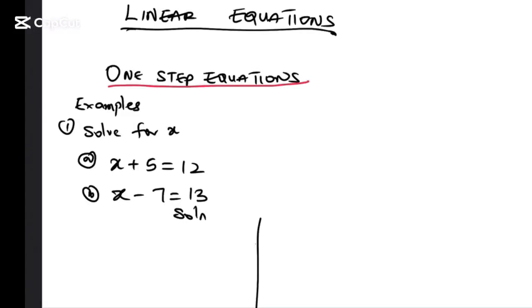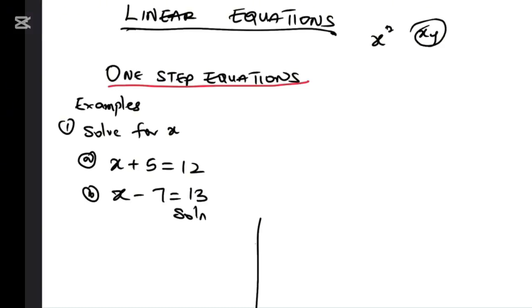Today we'll be looking at linear equations, and linear equations are equations in which the unknown is to the power of 1. That means x is raised to the power of 1, not squared, and it's not xy. They don't multiply together. These are linear equations. So how do we solve questions like this?